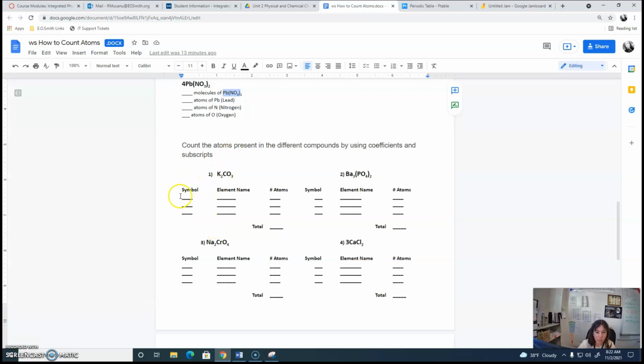Please go ahead and go through it. I'm asking you to break down these formulas and give me the symbols, look up the element name on the periodic table, and do the number of atoms for each formula, and then total it up.